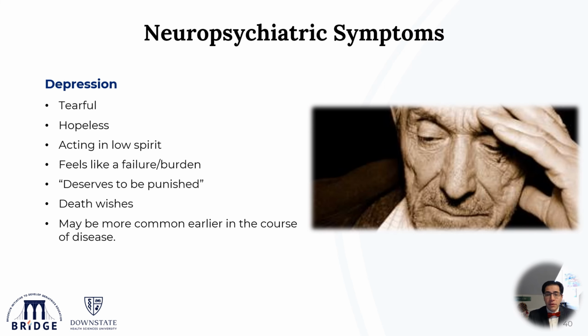Depression. They can get tearful, hopeless, acting in low spirit, feel like they are a burden and deserve to be punished. Sometimes it gets bad to the point that they have death wishes and think about hurting themselves. This symptom is usually more common earlier in the course of disease, especially if they recognize that their cognition is not what it used to be.